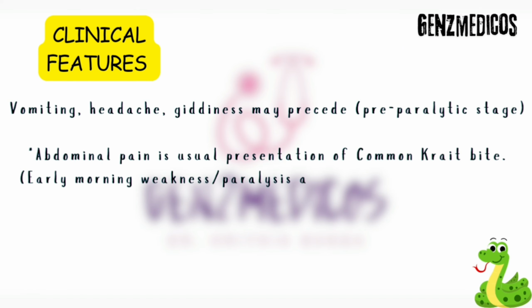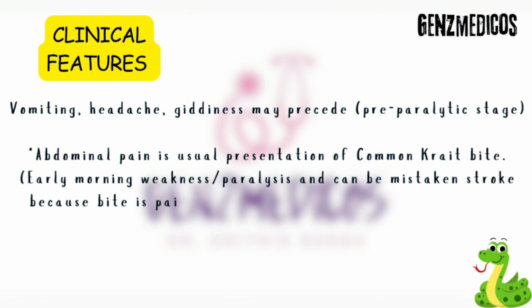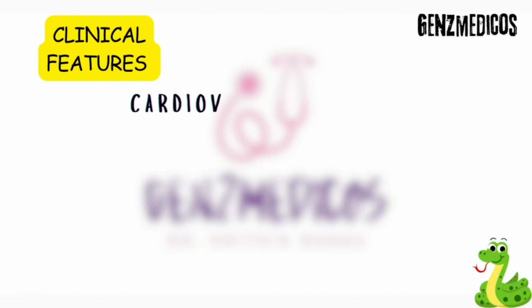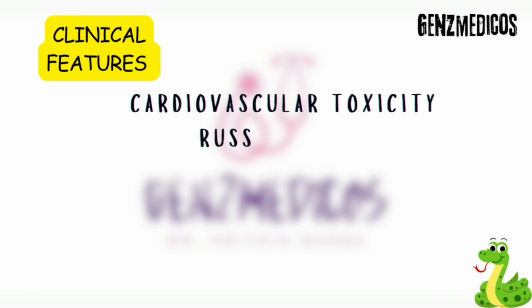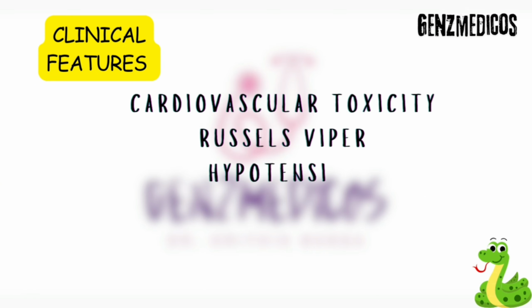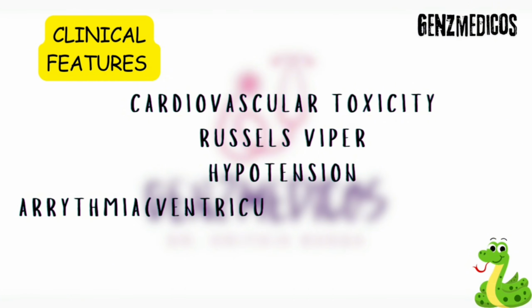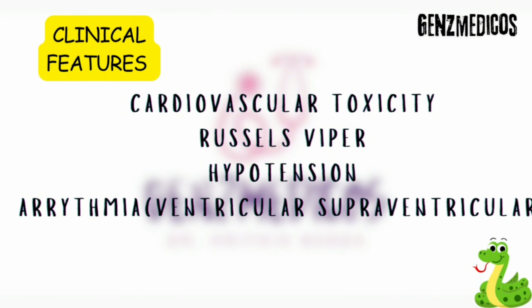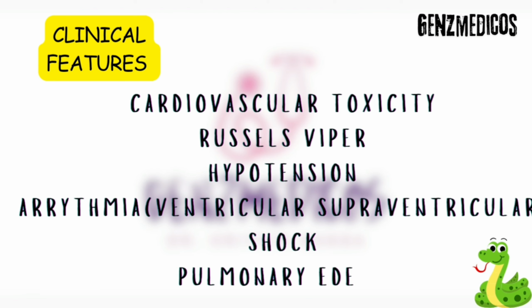So suppose the patient comes with early morning weakness, paralysis, don't mistake it for stroke, because it can also be because of a snake bite, which is a krait, because you know krait bite is painless and has minimal local symptoms, so don't confuse it with just a stroke. It can be a snake bite. Please ask the history. Now I told you V for V, vasculotoxic is viper. Even the cardiovascular also comes in the same category, which is vasculotoxic, right? So what happens in the cardiovascular system? Either there will be hypotension or arrhythmia, either ventricular arrhythmia or supraventricular arrhythmia.